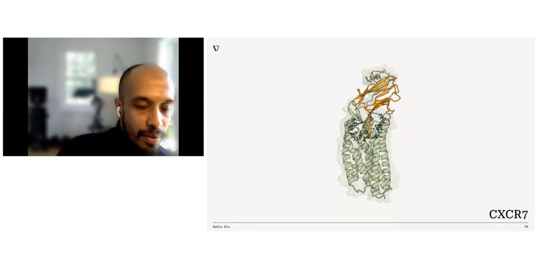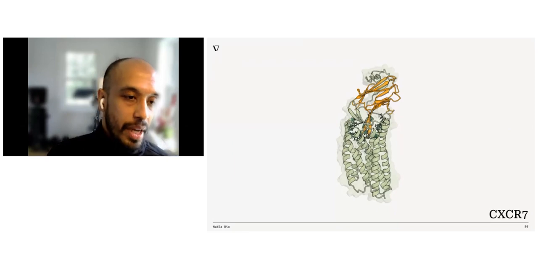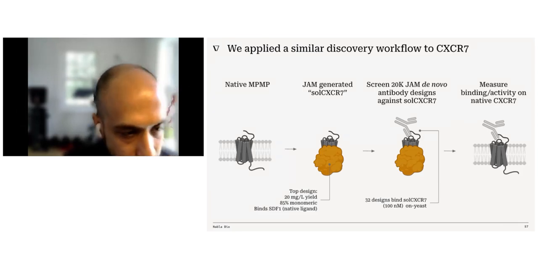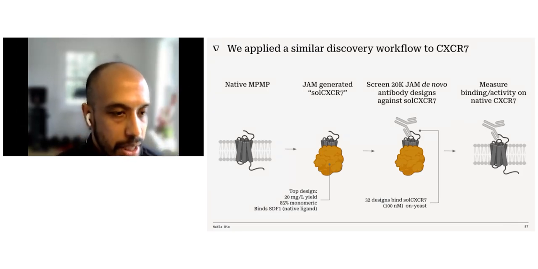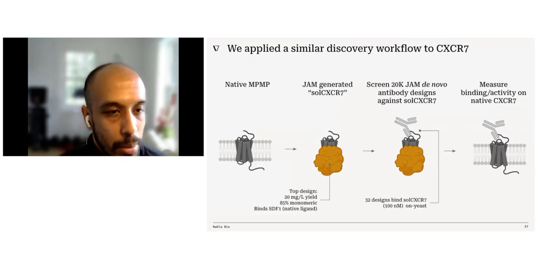Okay, and then very quickly, I'm running out of time, but I also wanted to share a result that we reported in the paper for trying to target the GPCR CXCR7. It went through essentially a very similar workflow as we did for Claudin-4. So we made a Sol CXCR7 design. The top design we found expresses at about 20 mg per liter yield, and ex vivo is about 85% monomeric, and excitingly binds the native chemokine ligand of CXCR7, which is SDF1. So that's pretty good evidence that this is a good soluble proxy.